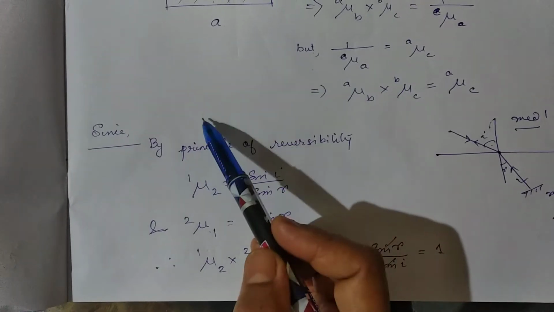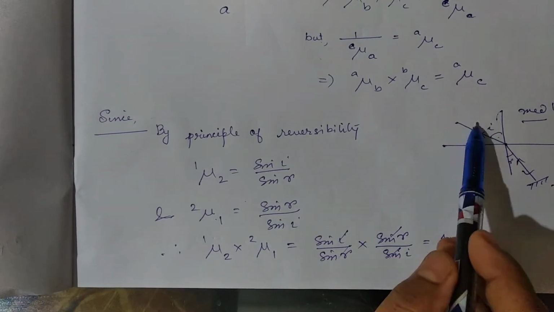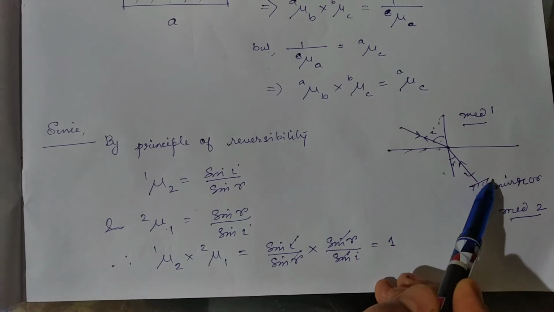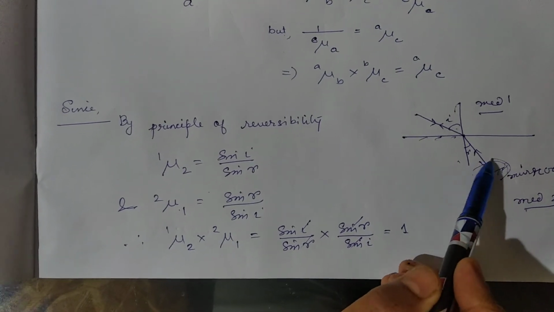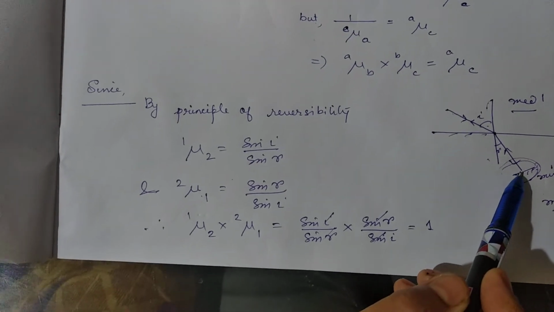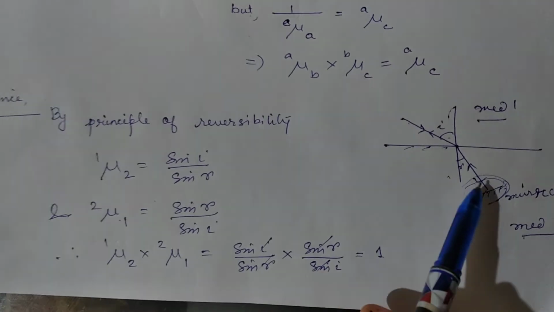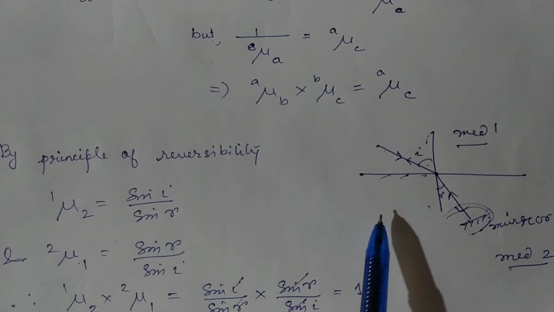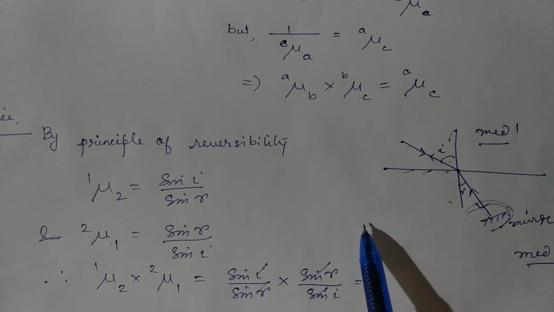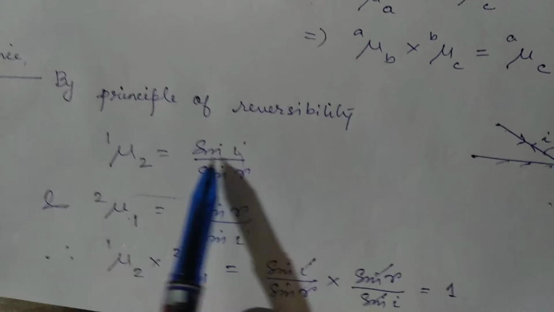Before that, let us see what the principle of reversibility is. If you have two media and a ray of light is incident on an interface, and in this medium you place a mirror, then the refracted ray after falling on the mirror is sent back in the same path from which it has come. That is called the principle of reversibility.